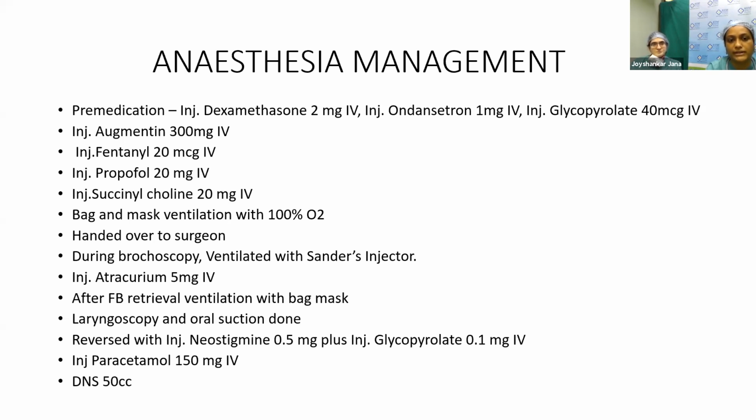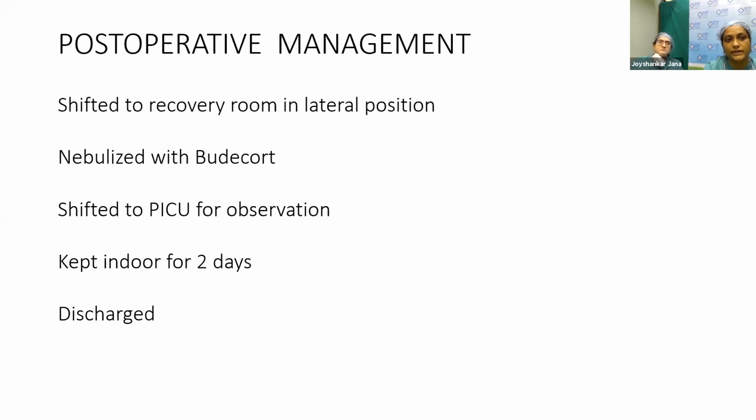After foreign body retrieval, we ventilated her again with bag and mask and 100% oxygen. We did check laryngoscopy to see whether any piece of foreign body remained in the mouth, and then did thorough oral suction. Then we reversed her with injection neostigmine 0.5 mg and injection glycopyrrolate 0.1 mg IV. Then given paracetamol 150 mg IV for analgesia, and fluid was given, DNS 50 cc. In the post-operative period, we shifted her to the recovery room in lateral position, nebulized with Budecort, and shifted to PICU for observation, kept her indoors for another 2 days, and then discharged her when she was completely well.